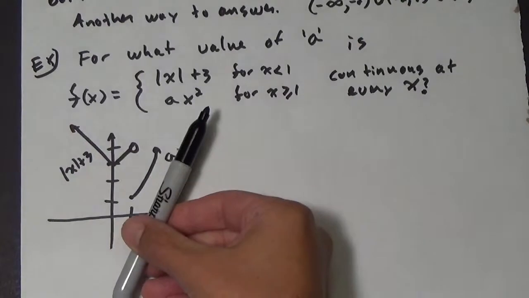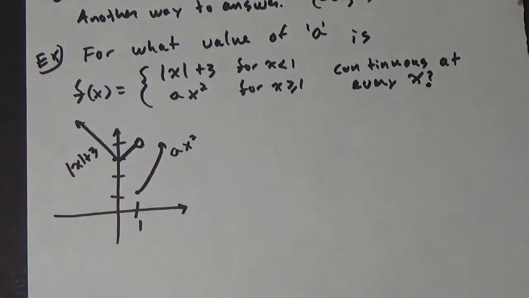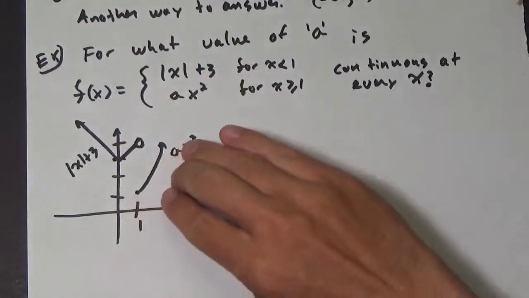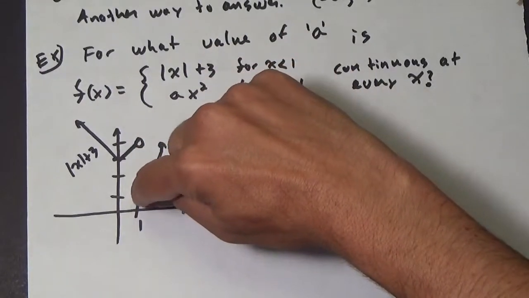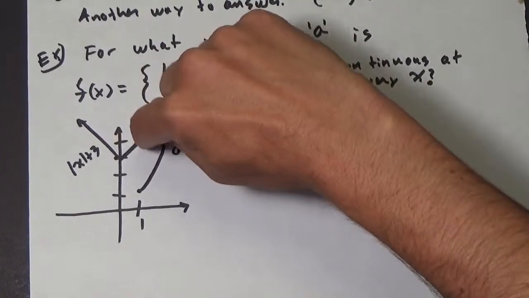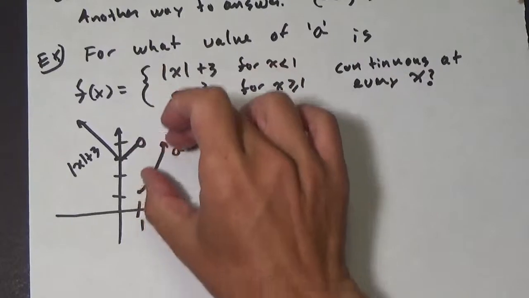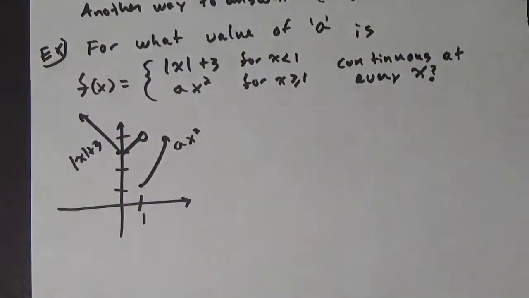So notice that a is a way to change how this parabola acts. And because of that, we should be able to figure out a value of a where this parabola doesn't start down here, it starts up here. So the question is, what is the value of a where we can make the function come up here and then go on, and then we have a continuous function?